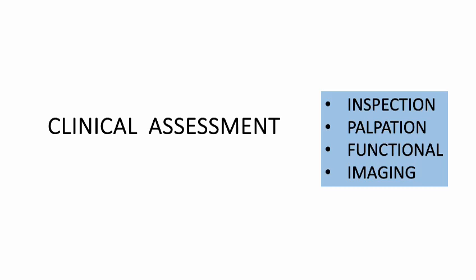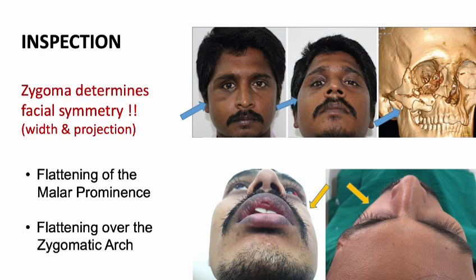Moving on to the clinical assessment, remember to examine ZMC fractures in the same sequence as any other fracture. You start with inspection, move on to palpation, perform the functional examination, and then move on to imaging. Starting with inspection, zygoma is also called cheekbone. So it is very important in determining the facial symmetry, the width as well as the projection. So a fracture of the ZMC causes flattening of the malar prominence as well as the arch, as what you can see in all these pictures.